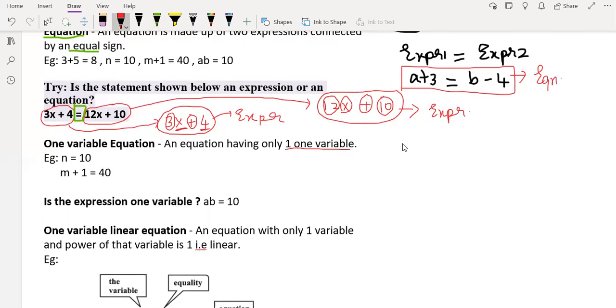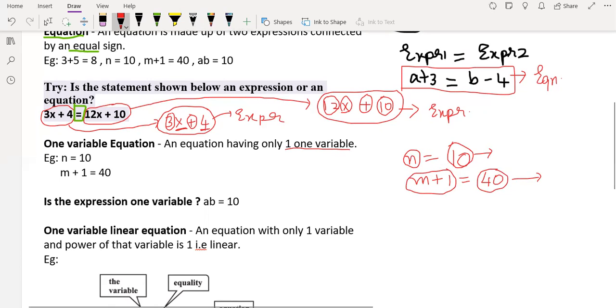Suppose, let us consider this example: n is equal to 10, which has been given here. Or let us consider one more: m plus 1 equals 40. What is happening here? This is an equation. Is that clear? Because the left hand side is an expression, the right hand side is an expression. Similarly, here the left hand side is an expression and the right hand side is an expression, separated by an equal to sign. So this also will become an equation.